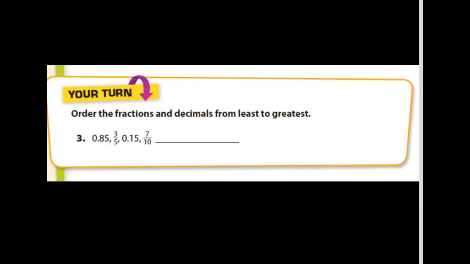Order the fractions and decimals from least to greatest. So I've got my decimals and my fractions below. I need to order them from least to greatest. First thing I'm going to do, I'm going to draw a number line, put 0 in the middle. When I'm comparing and ordering rational numbers, I want to change all rational numbers to decimals.